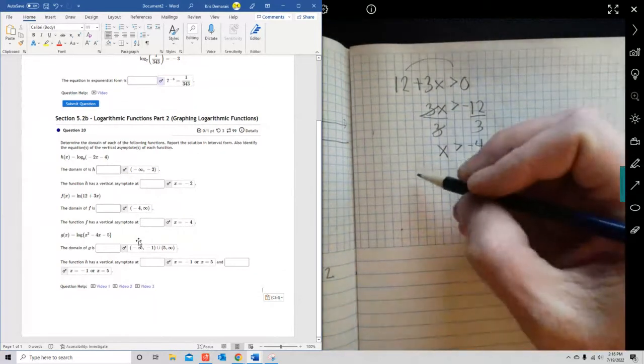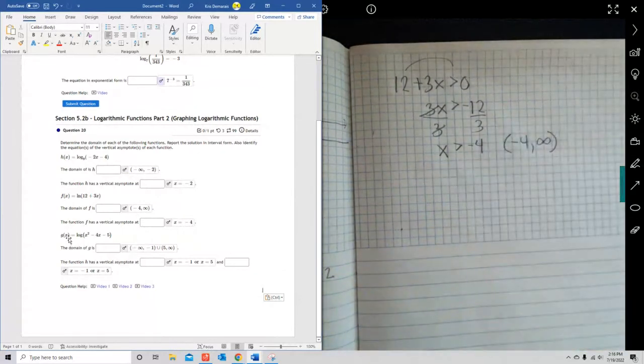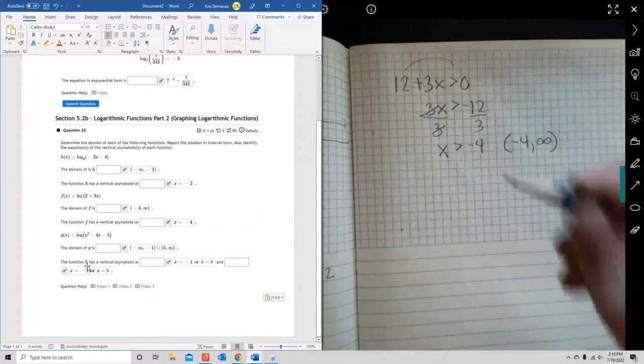Now we get the last one. I want you to take note, there's a typo here: it says the domain of g of x and then it says the function of h, and that doesn't match. That h should be g. See how it says domain of g and then it says function h? That's a typo. That should say g.